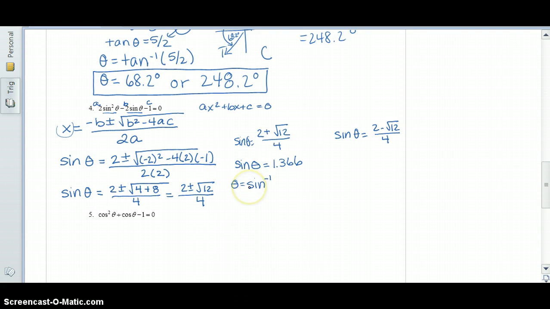Okay. Then what you're going to do is hit second sine to get the sine to the minus 1, and then I want you to hit second answer so that it'll pull in all of the decimals for you. And when you do that, you're going to get no solutions on that side because sine was over 1. Now over here, when you do sine theta equals 2 minus root 12 over 4, when you press 2 minus square root 12, press enter, and then divide by 4, you're going to get negative 0.366.